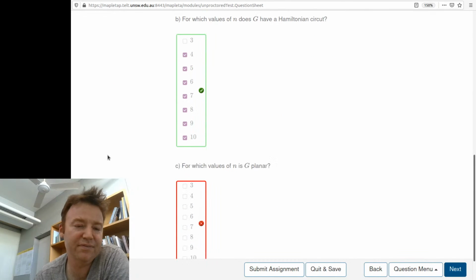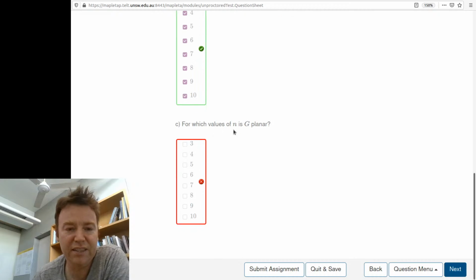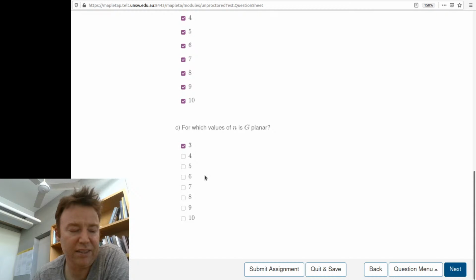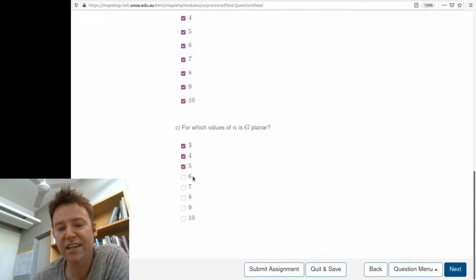For which values of n is it planar? Alright, well, 3, that'll be planar. That's just a 2-path. K4 will be planar. K5 with one edge removed will be planar. And everything else is going to contain K5, so they won't be planar.